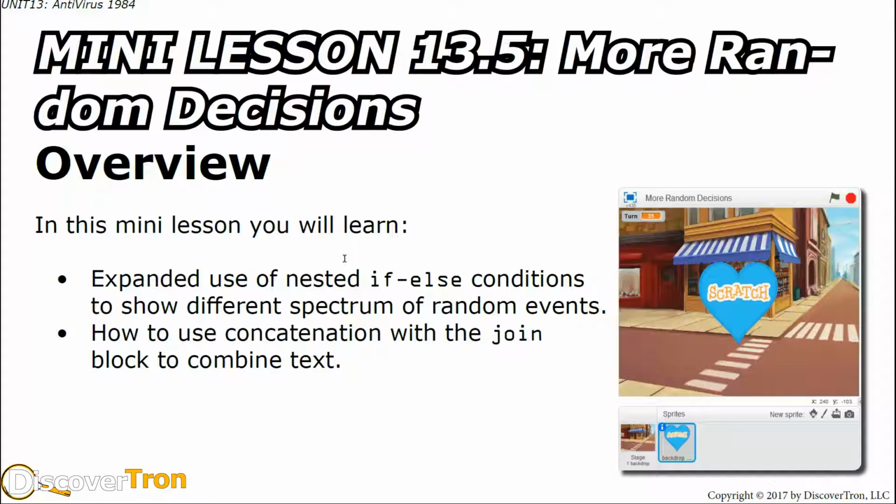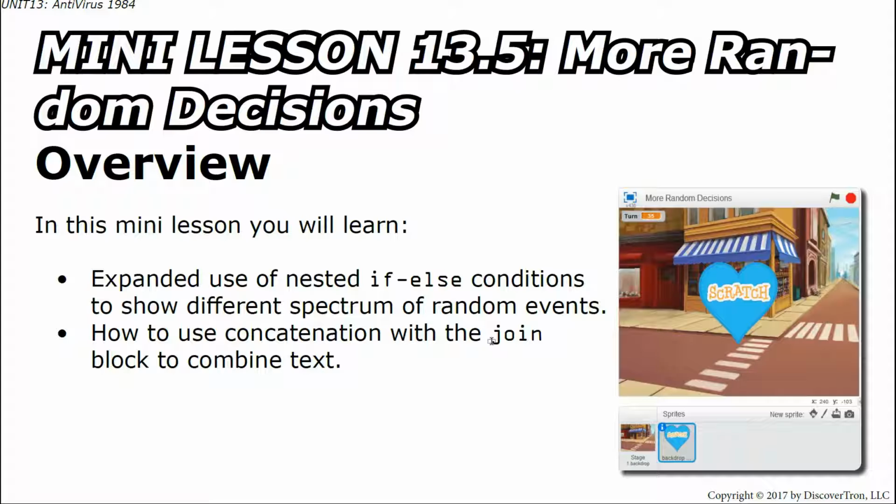Welcome to mini lesson 13.5, more random decisions. We're going to use some more nested if-else conditions. I want you to see as many different combinations as possible that you can use with these nested if-else conditions. I also want to show you something called concatenation by using the join block inside Scratch.